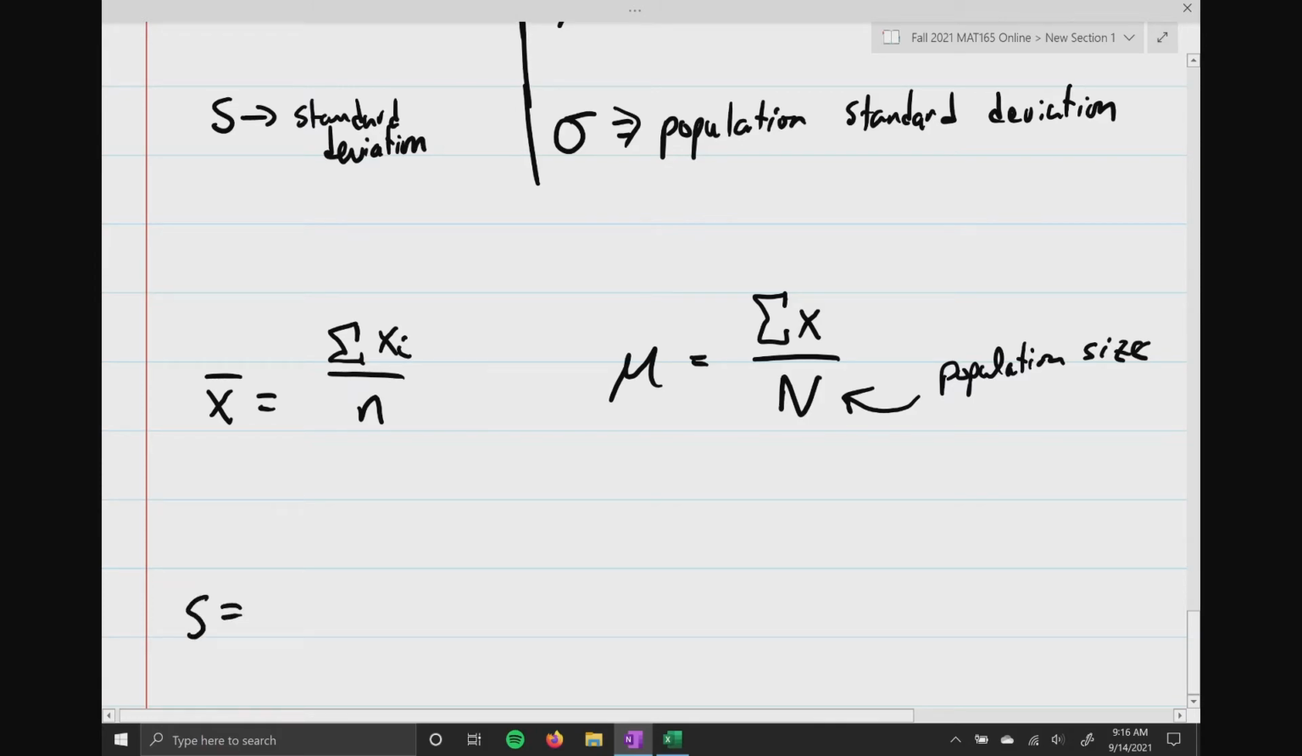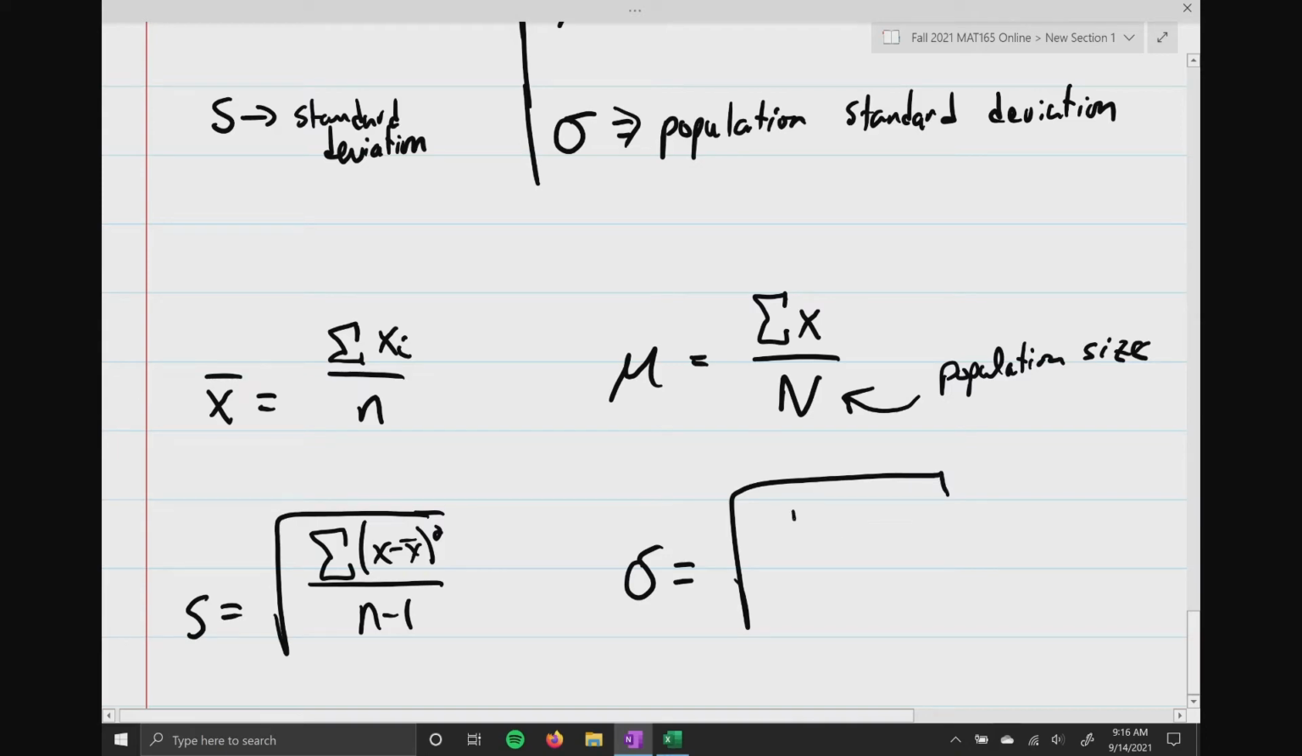So with a sample standard deviation, we have the square root of sigma times x minus x bar squared all over n minus 1. For the population standard deviation, everything looks similar, except our denominator is going to be capital N, which once again is our population size. Okay?